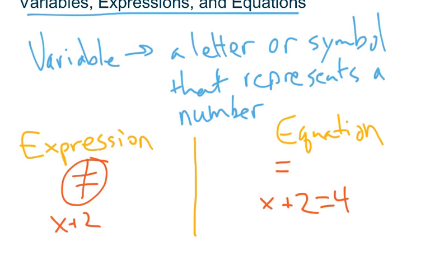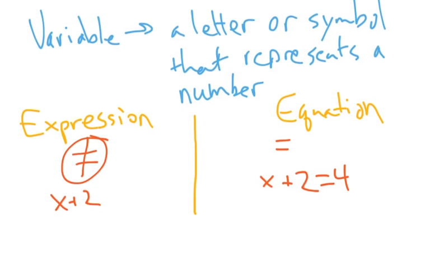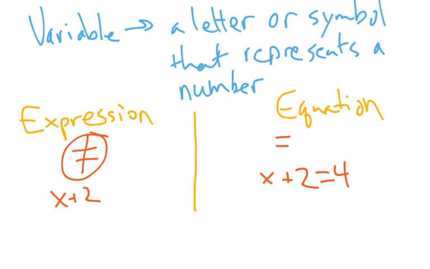And so this changes the role of a variable. With an expression, a variable can be any number. So x can be any number, and it's just standing in. So we might say let x be 3, let x be negative 10, let x be 102. And we can plug in those values for x, and then we can evaluate the expression.